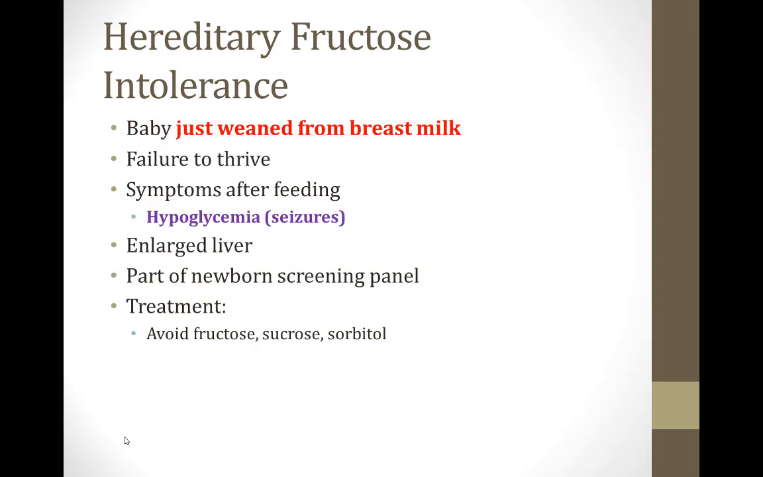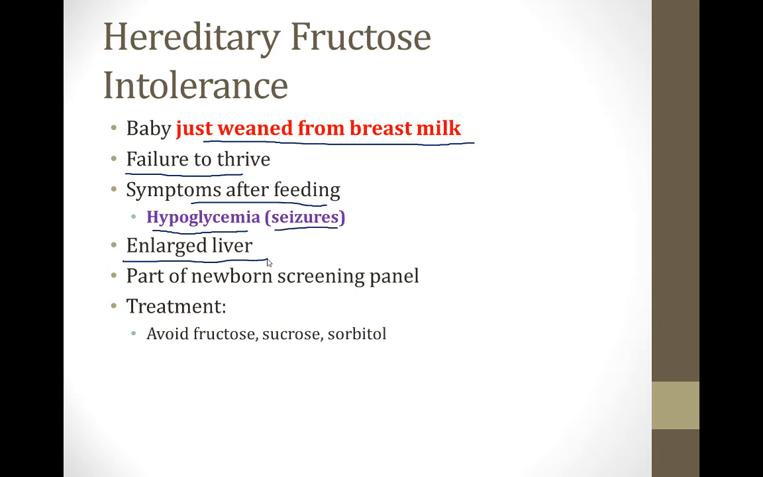So the classic presentation of this condition to know for your boards is a baby who was just weaned from breast milk. There's no fructose in breast milk, but when babies wean, they begin consuming regular food like the rest of us, and that often contains fructose. The baby will present with failure to thrive. There will often be symptoms after feeding. This is because the baby is getting hypoglycemic after feeding because all of the ATP inside of the liver is tied up in fructose 1-phosphate. You may even see seizures from the low blood sugar level.